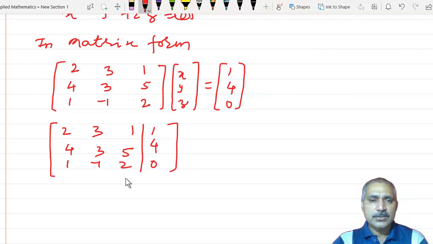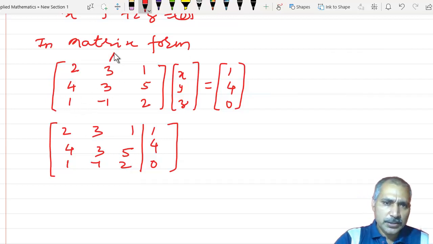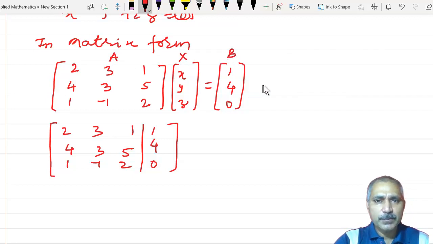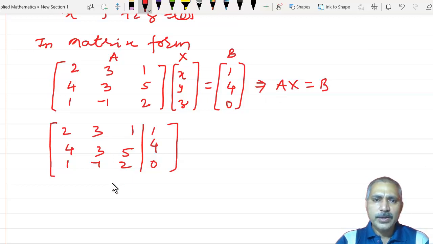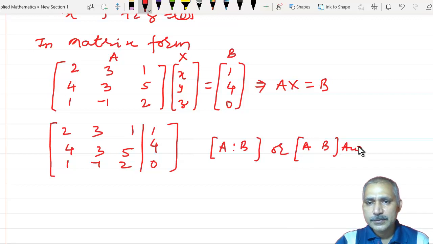This matrix is called an augmented matrix. Generally we denote the first matrix by A, the second matrix as X and the right side as B. So we get this in the form AX is equal to B. Now when it comes to the augmented matrix, we write it as A|B, and we call it the augmented matrix.